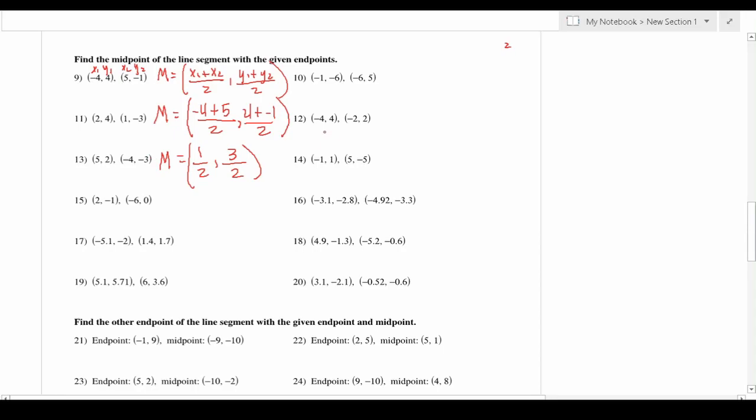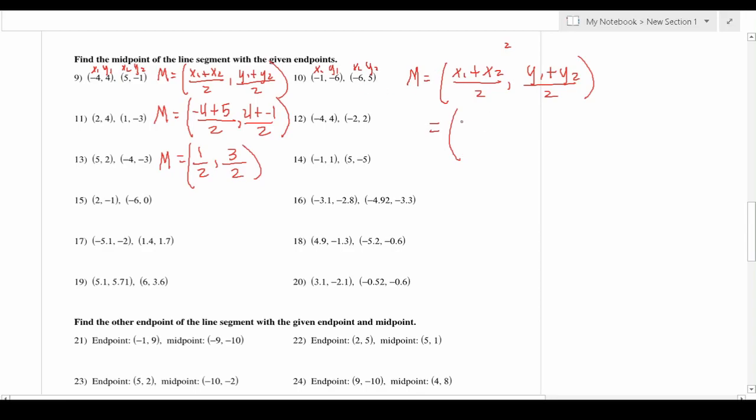Let's go ahead and do number 10 now. Again, let's start by labeling our x1, y1, x2, y2 accordingly. Jot down the midpoint formula. Again, that's the ordered pair x1 plus x2 divided by 2, comma, y1 plus y2 divided by 2. Plug things in since we already labeled everything.